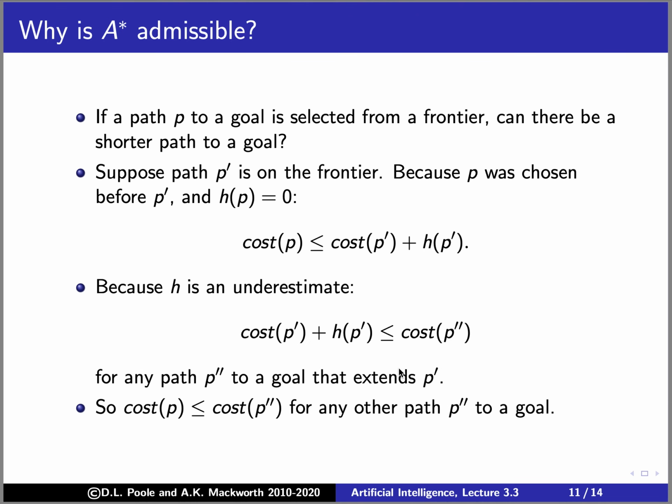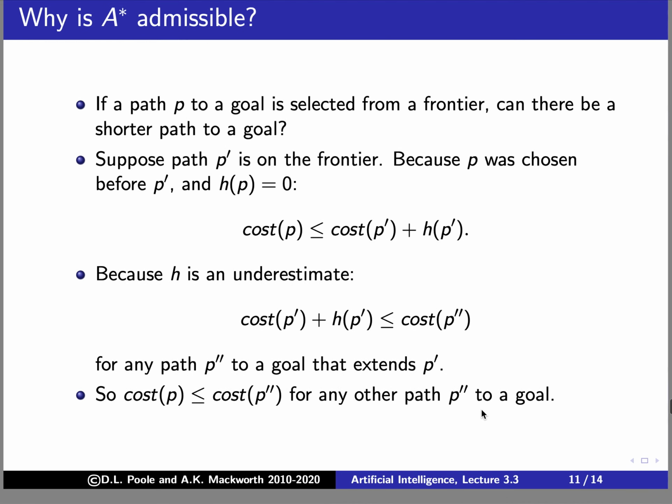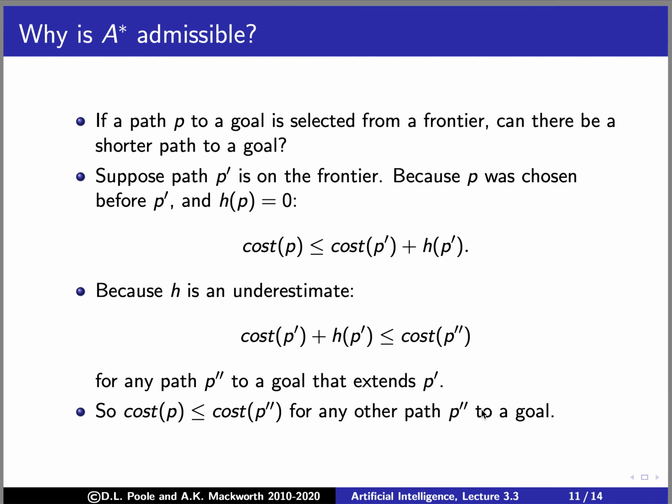So if we do this, we'll find that the cost of P prime plus the H of P prime is less than or equal to the cost of P double prime, where P double prime is a path to a goal. And this is because H is an underestimate, so that's the definition of underestimate. So if we put these two together, we'll find that the cost of P is less than the cost of P prime plus H of P prime, which in turn is less than or equal to the cost of P double prime. So the cost of P must be less than or equal to the cost of P double prime for any other paths to a goal. Okay, so once we've found a path to a goal, there can't be a shorter path that can be extended from an element of the frontier.